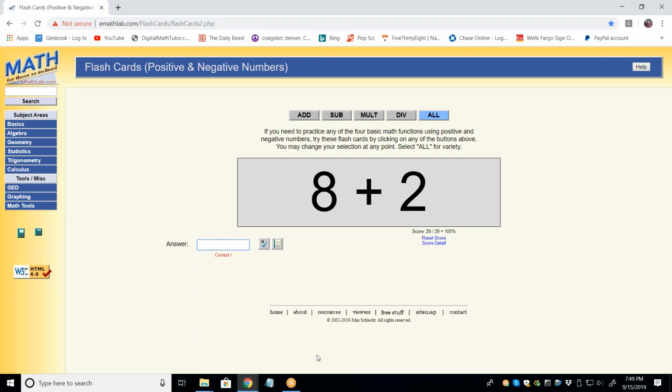I want you to do these as fast as you can. Okay. Speed may not seem like it's important, but it is. -11. It's 11 times 7. What's 11 times 7? It is negative. Sorry, -77.